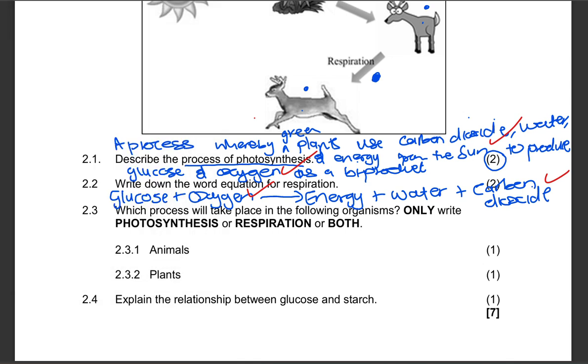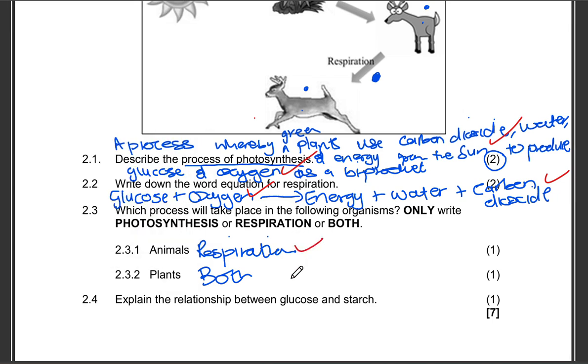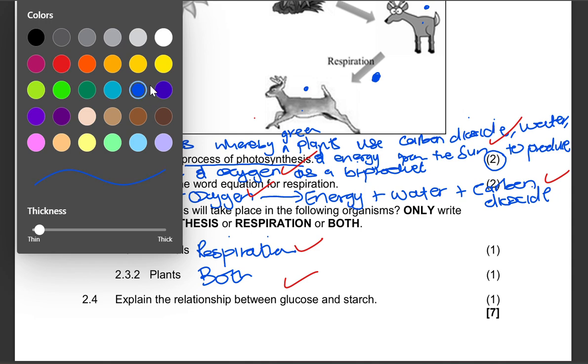Okay, which process will take place in the following organisms? Only write photosynthesis, respiration, or both. In animals, only respiration will take place. And in plants, both cellular respiration and photosynthesis will take place. Right. 1 mark, 1 mark.